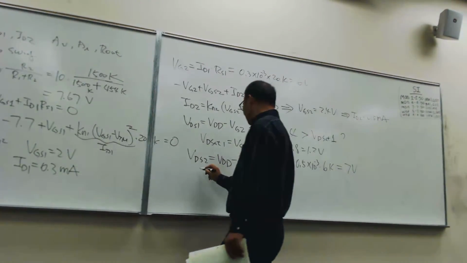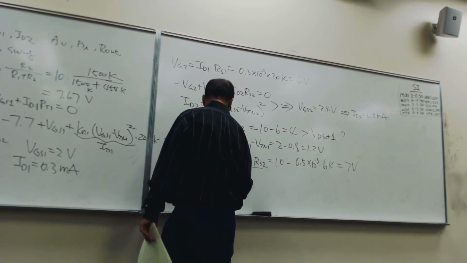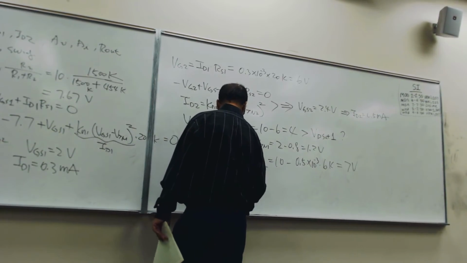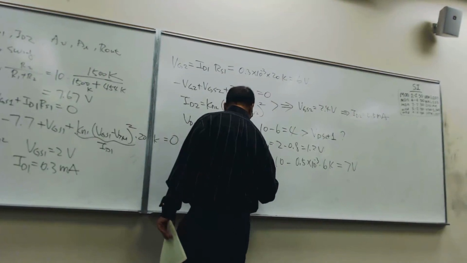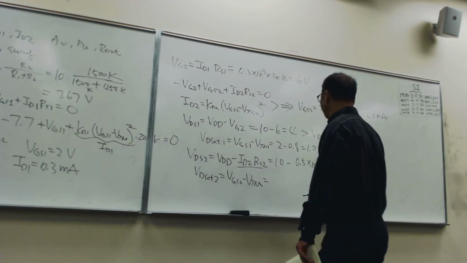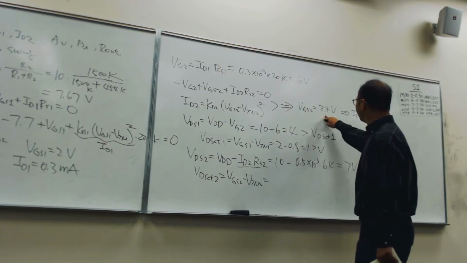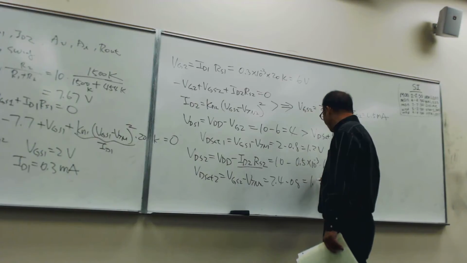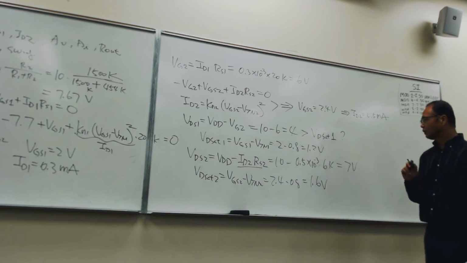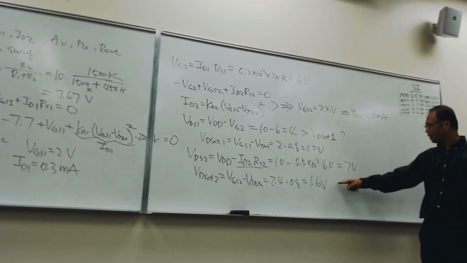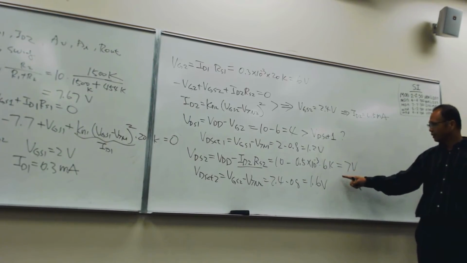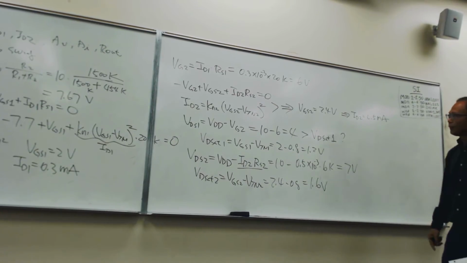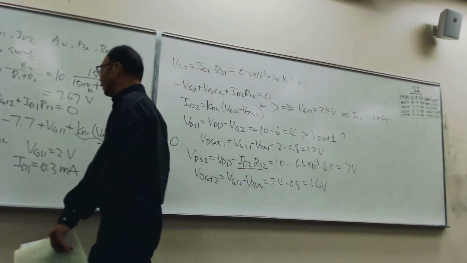Alright, and VDS2 is equal to VGS2 minus VTN2, right? And VGS2 right here is 2.4 minus 0.8, so it's 1.6 volt. So therefore, again check, because this is larger than that. Okay, so we are in good shape for the DC analysis.